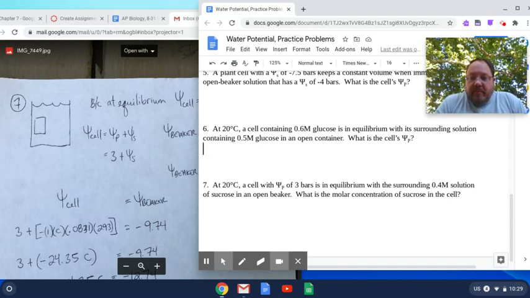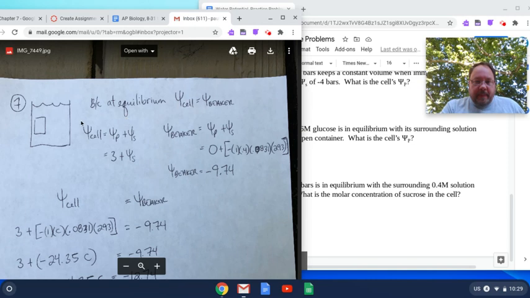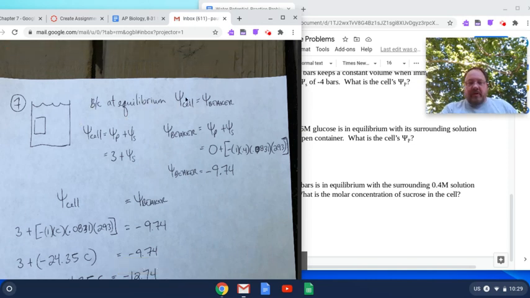So again, for the beaker solution, it's sucrose, so you know the ionization constant is 1. It's an open beaker, so you know the pressure potential is 0. And we know the temperature is going to be 20 degrees Celsius. So again, they tell us it's at equilibrium, so the water potential of the cell and the water potential of the beaker are going to be equal. With the cell, they give us the pressure potential, and we don't know the water potential because they didn't give us the concentration of the sucrose solution in the cell.